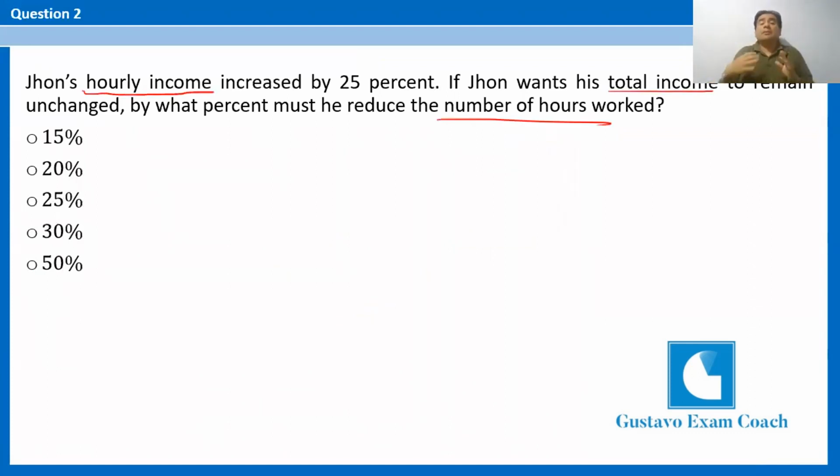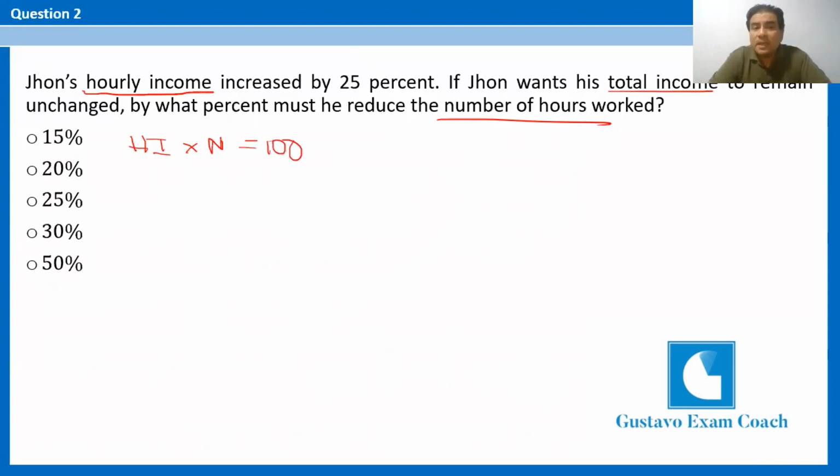We don't know, but we're sure that the answer is fixed because the answer doesn't depend on the hourly income or the number of hours. So you can assume a value for this. Let's say, for example, that the hourly income times the number of hours is 100. So the total income of this person is 100.